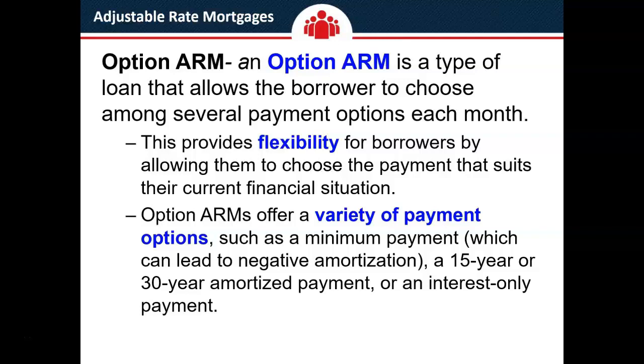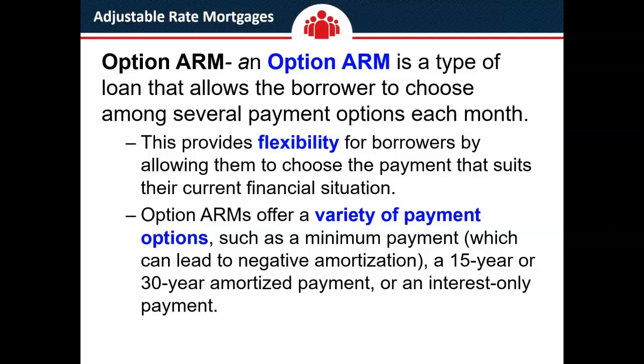There's usually 4 options. Option ARMs offer a variety of payment options. They will have a minimum payment, but that minimum payment is less than the full payment, so it normally leads to negative amortization. Or if they're having a good month and have a lot of money that month, they might want to make a 15-year payment, or a 30-year payment, or an interest-only payment. They have options.